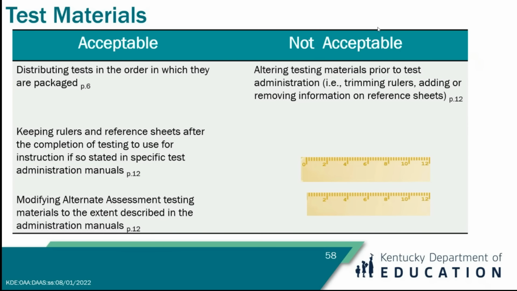Rulers may be kept after testing for future instruction. DACs and BACs should ensure that test administrators distribute the rulers provided with the current testing materials and do not use materials from a previous year's administration. The rulers and reference sheets are yours to keep following testing. Please do not modify the rulers by trimming off the end so that the 0 is now the end of the ruler. Learning to read and use the ruler properly is part of the test.